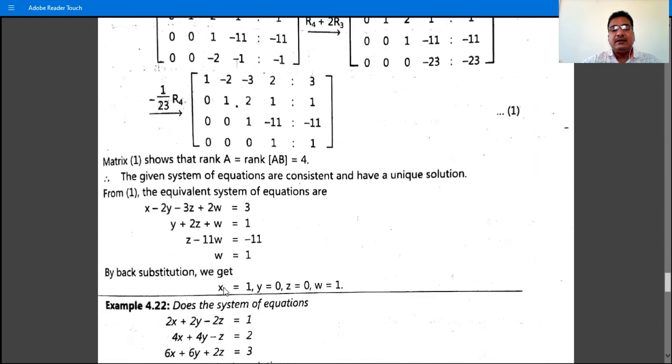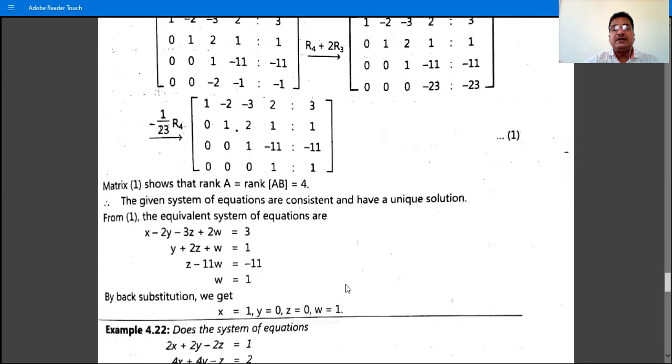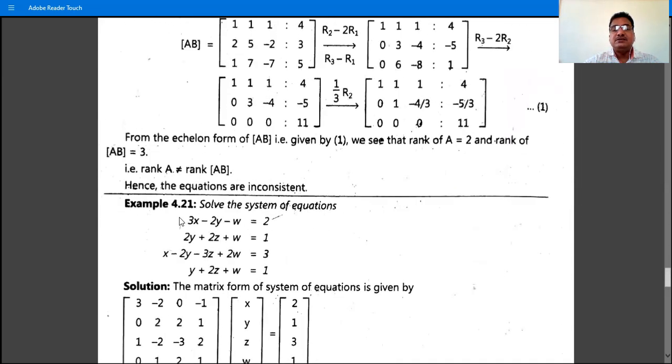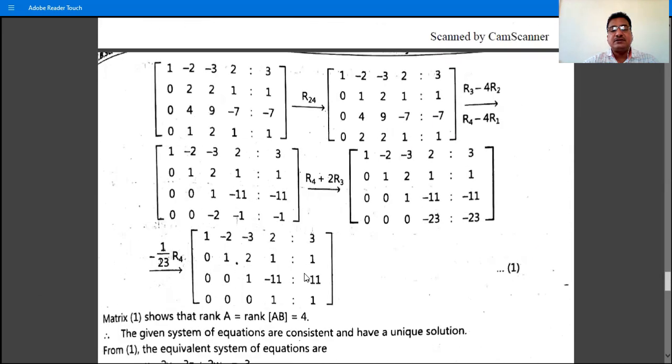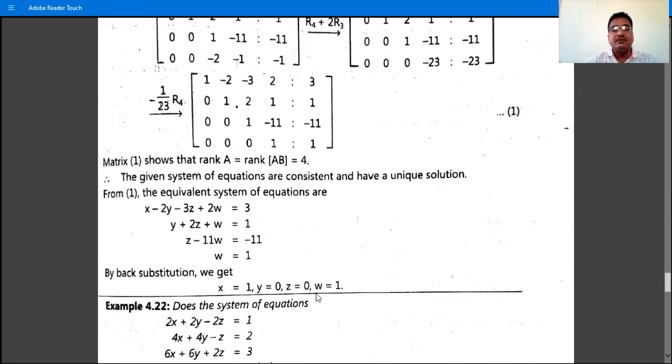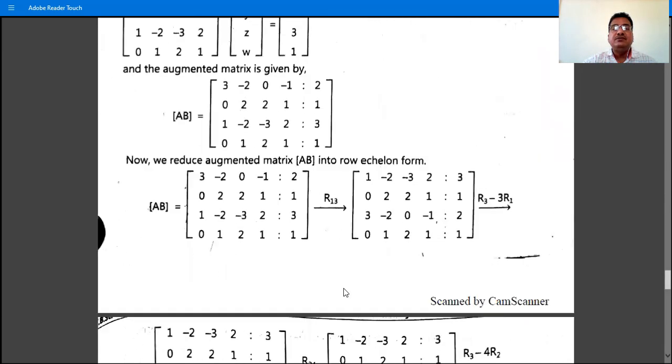And we can also check whether this solution is correct or not. Substitute these values of x, y, z, w in the given system, that is, in the first equation, the second equation, the third equation, and the fourth equation. If we substitute x, y, z, w in the first equation, we get the answer 2. If we substitute in the second equation, we get the answer 1. That is, all the equations are satisfied by these values of x, y, z, w. So we can verify the answer by substituting the values in the given system.